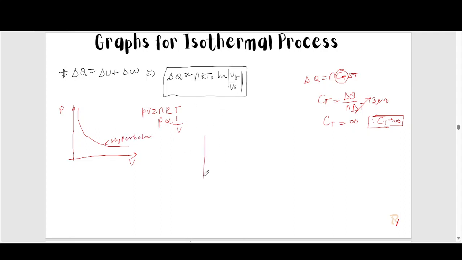Let me take another graph, PT. PT gives a straight line since temperature is constant. Similarly, VT gives us a straight line since temperature will be constant. Okay, these three graphs are important. These are the results.